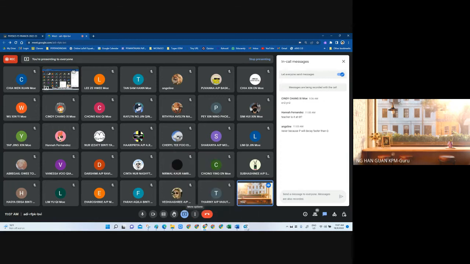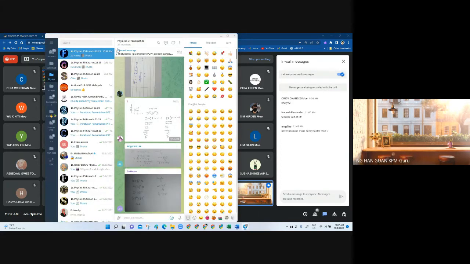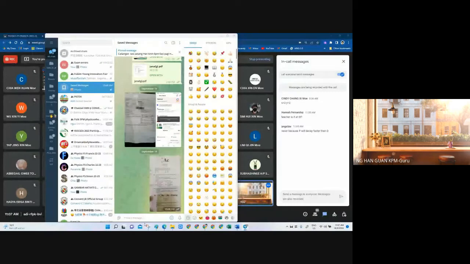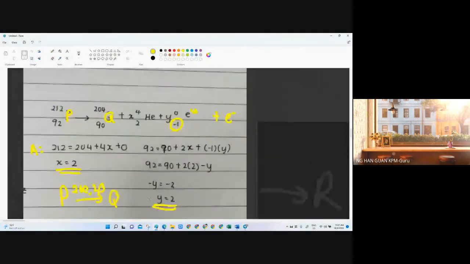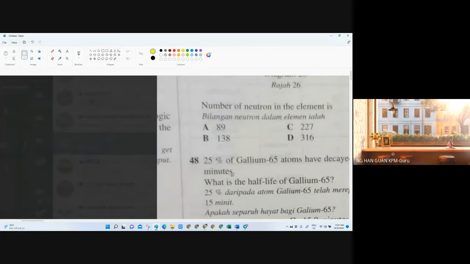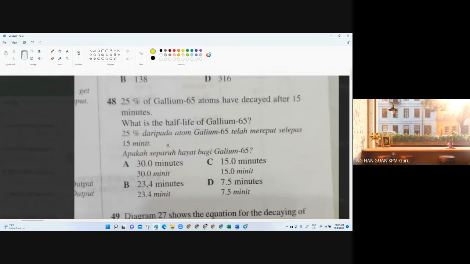Alright, so now I'm going to show you one past year question. This one, if I'm not wrong, is SPM 2013. I just snapped from the past year books. It's an interesting question. Here you are, this question. Try to solve.